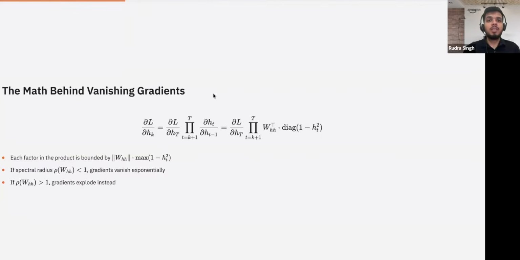So this one number, the spectral radius of WHH, determines whether your RNN can learn long range patterns at all or not. For example, if it is much less than 1, then it would start vanishing. If it is greater than 1, then it would start exploding, and you would need it to be around 1, which is very hard to guarantee in practice. And this is why in most practical scenarios, RNNs fail.